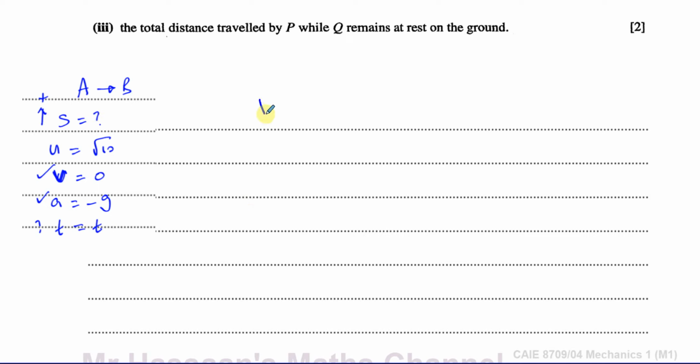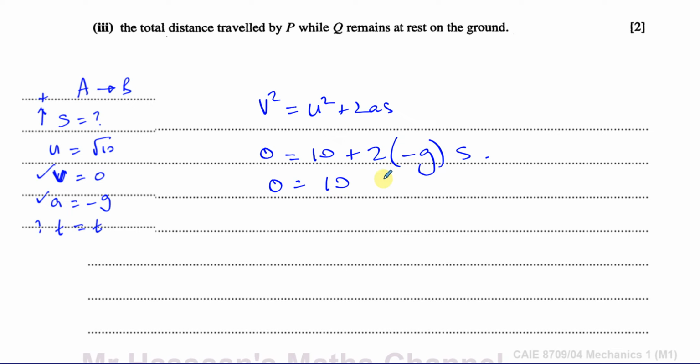what s is. So we can use v squared equals u squared plus 2as. I could also use the t that I found, but I think this is going to give us a better answer. v squared equals u squared plus 2as. So v squared is 0, u squared is 10, plus 2 times minus g times s. So you have 0 equals 10, and if we take g as 10, you're going to have minus 20s. So you have 20s is equal to 10. So s is equal to 10 divided by 20, which is 0.5 meters.